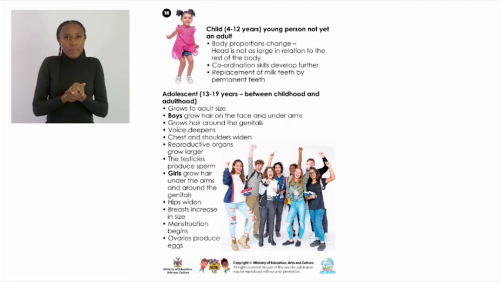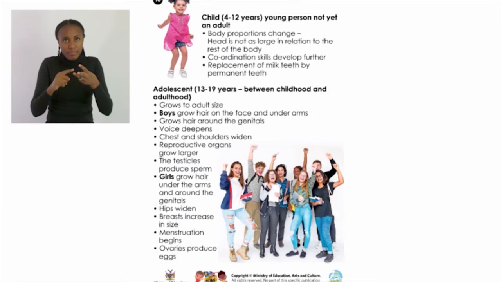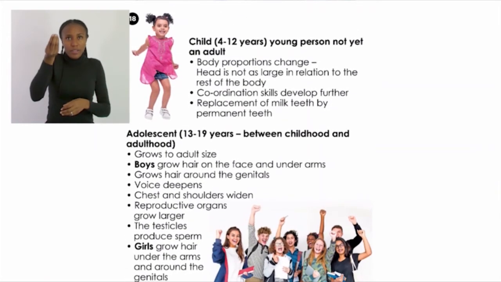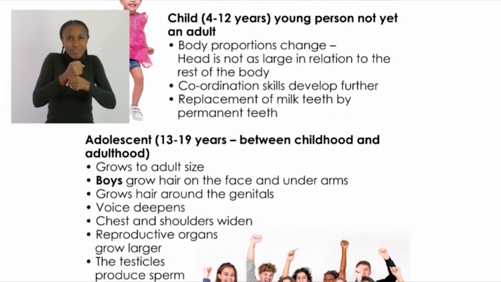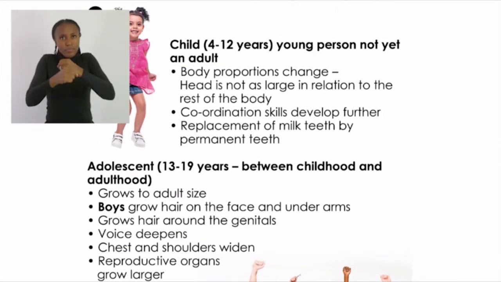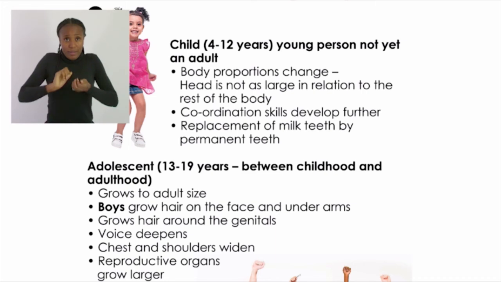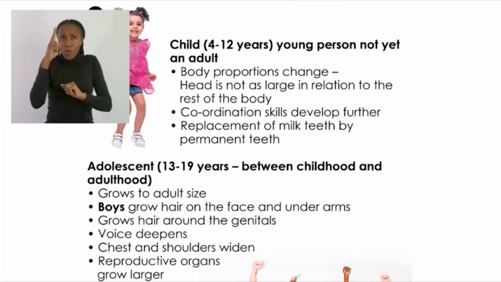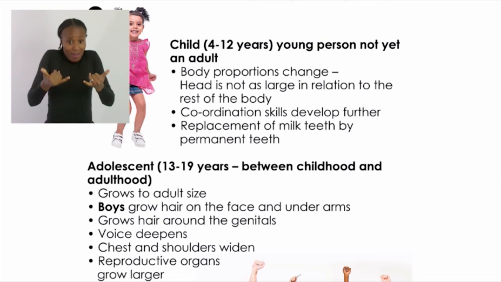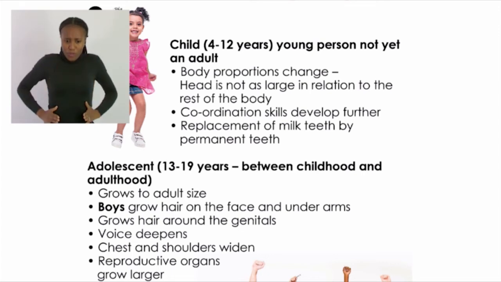The third stage of life: a child or children, their age should be between 4 and 12. These people are actually young persons, not yet adults. But how do they look? How will you tell if somebody is a child or not? In a child, the body proportions change. The head is not as large in relation to the rest of the body. We explained in the infant that the head is bigger than the body. But here, if you are a child, the body should now be bigger than the head.